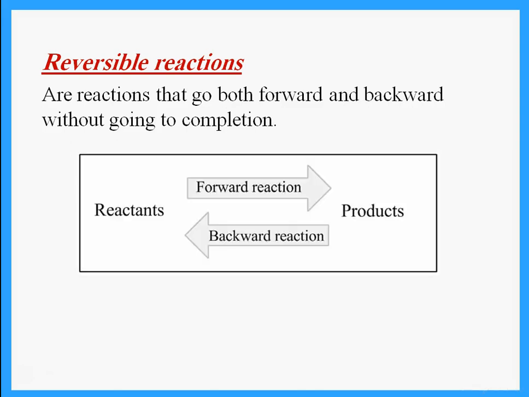Reversible means the reactants react to form products, and then the products break down to form reactants again, and then the reactants react again to form products, and so on. They keep going forward and backward. So we call that a reversible reaction.